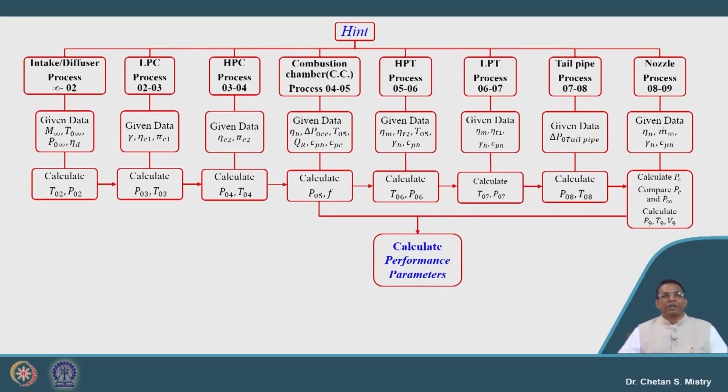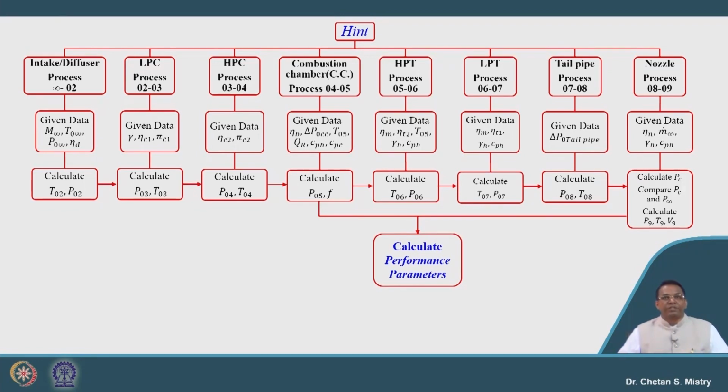We have done the calculation for the exit of the intake. That is the input parameter for the LP compressor, and we calculated the exit pressure and temperature of the LP compressor. This information we transferred to the HP compressor, where we calculated the exit pressure and temperature. Then we took the combustion chamber, for which the pressure drop is given. We know the maximum turbine entry temperature, and based on that we calculated the outlet pressure and fuel air ratio.